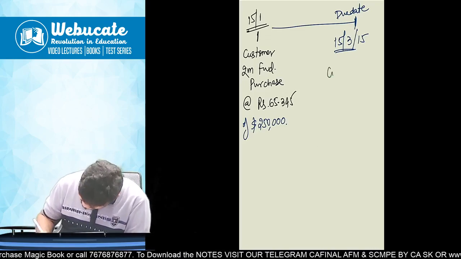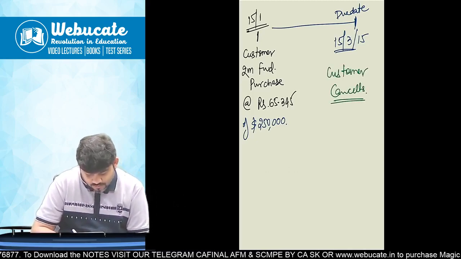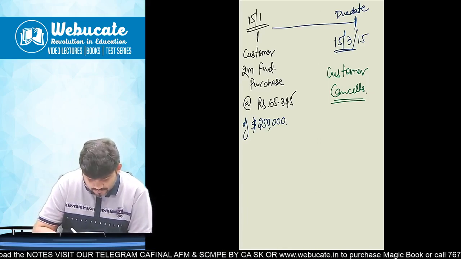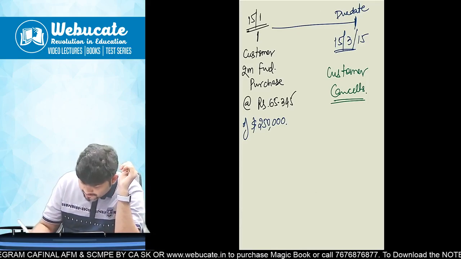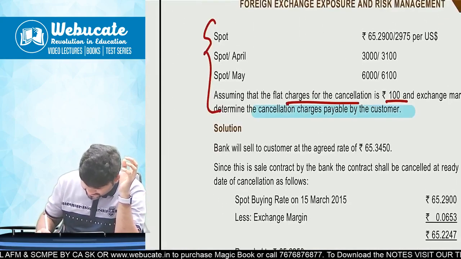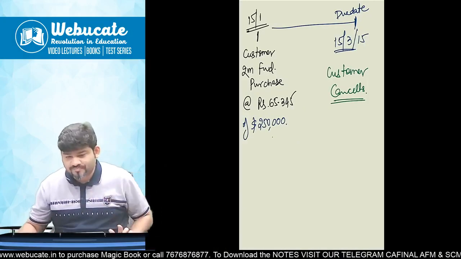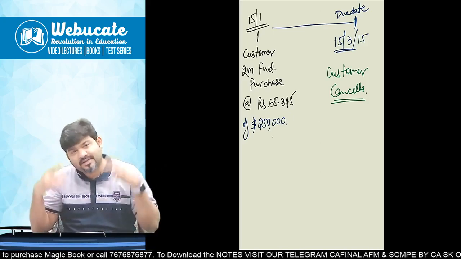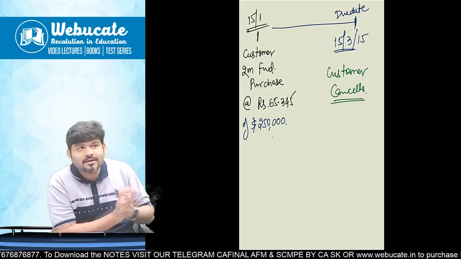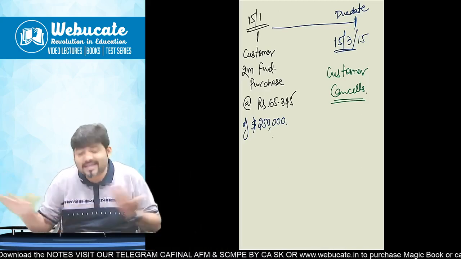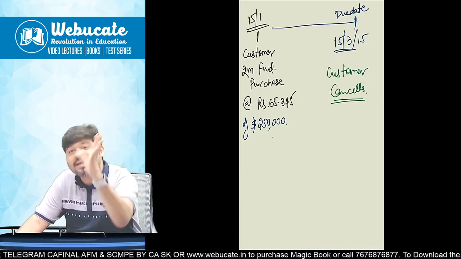Due date, customer cancels. Now, what is to be done? Think. He has cancelled it on the due date only. It's a simple thing. Assume that the transaction goes through. Then what would you have done? He would have purchased. So, customer 2 month forward purchase. Assume the transaction is going ahead, so you have purchased. But I don't want this. Immediately sell it, spot sell it. Hisab zero, the transaction is cancelled. So you just have to do the reversal on spot date and spot rate. Got it, guys?